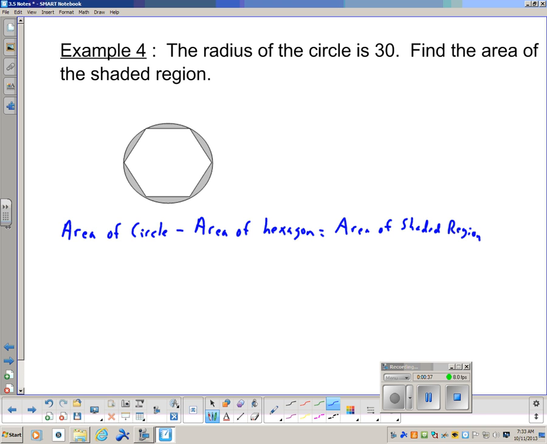So I'm going to go ahead and fill in what I do know. The area of a circle is pi r squared. And they're giving us the radius of that circle, it's 30. So radius is here, 30. Again, I could divide this into triangles here. So that means that's 30 as well. So we already have our radius. It's pi times 30 squared. So we already found the area of the circle. Now let's find the area of the hexagon.